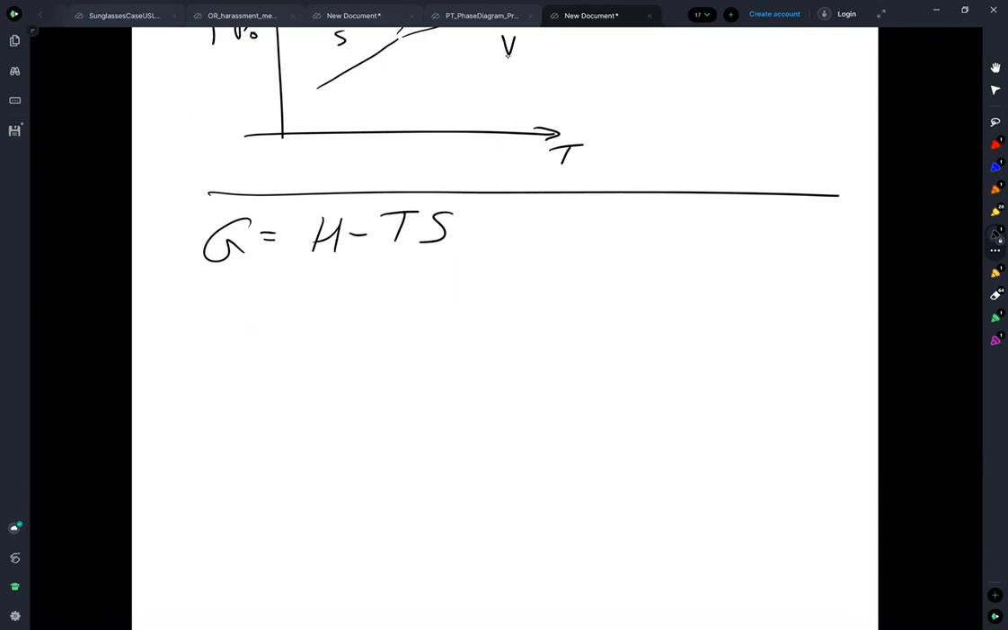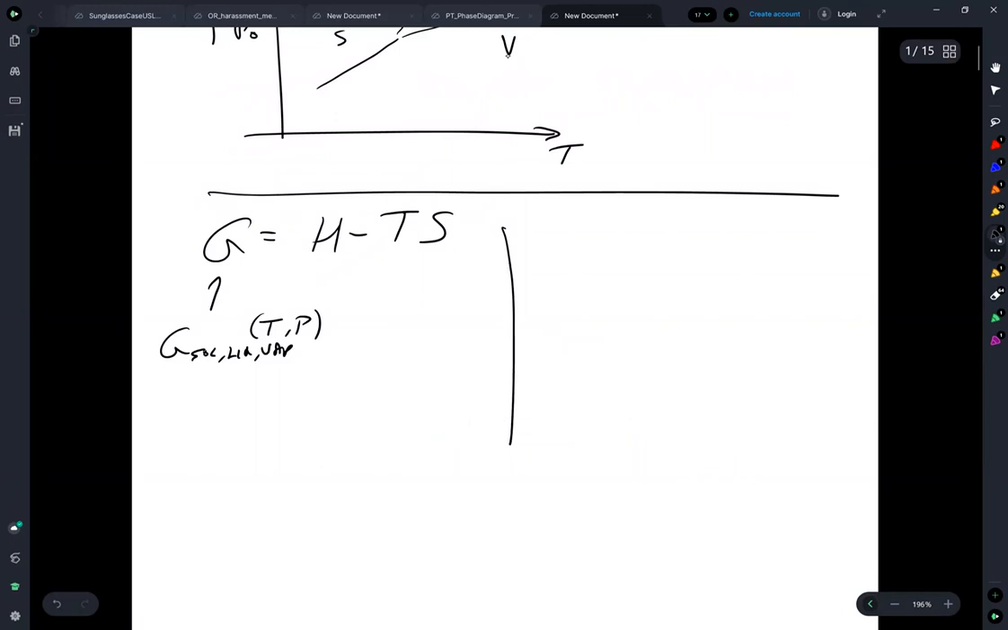And what we want is to get G for each of the phases, solid, liquid, vapor, as a function of temperature and pressure. So we can wind up with something that, I guess it's going to be negative here, right? G versus T. Let me think about this for a second. It's going to look like that.